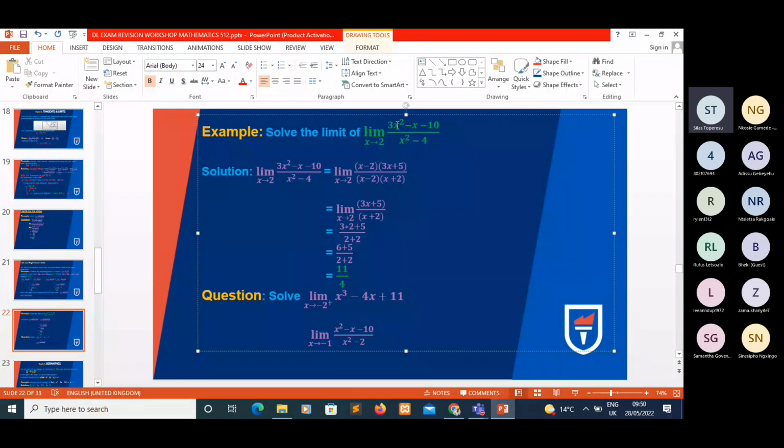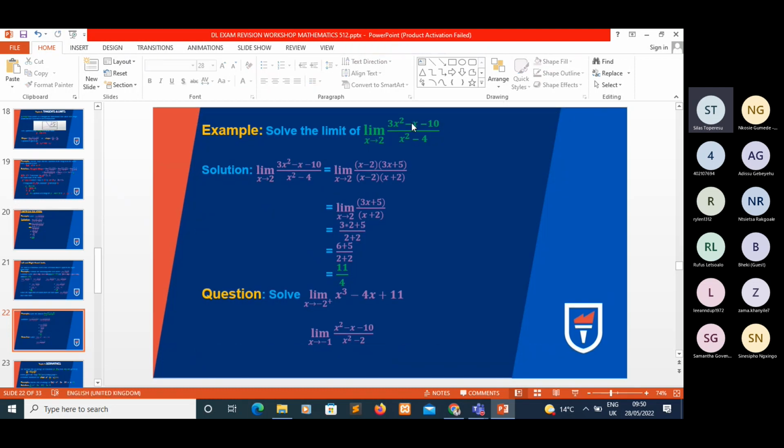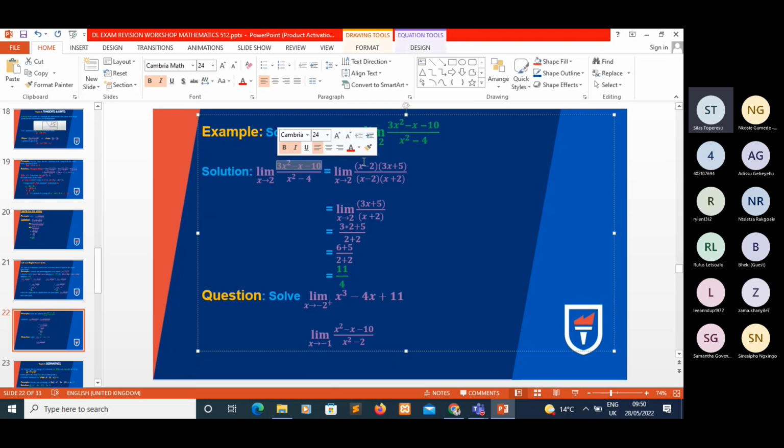You need to find the factors first here. To find the factors of this one at the bottom and the factors of this one on the numerator. If you factorize this top, you're going to get the factors as x minus 2 and 3x plus 3. Then if you factorize this one as well, you're going to get the factors as x minus 2 and x plus 2.